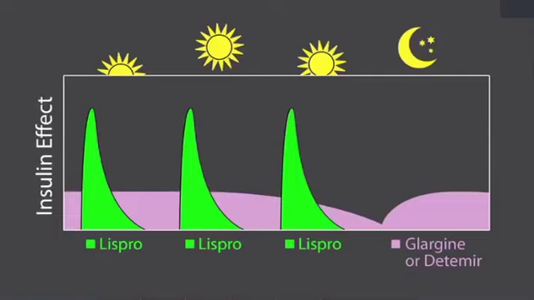And this pretty well mimics the natural insulin physiology. You have a little basal insulin all the time, and then you have sharp spikes at meal times. This is the closest we can come with exogenous insulin to reproduce that normal insulin physiology.